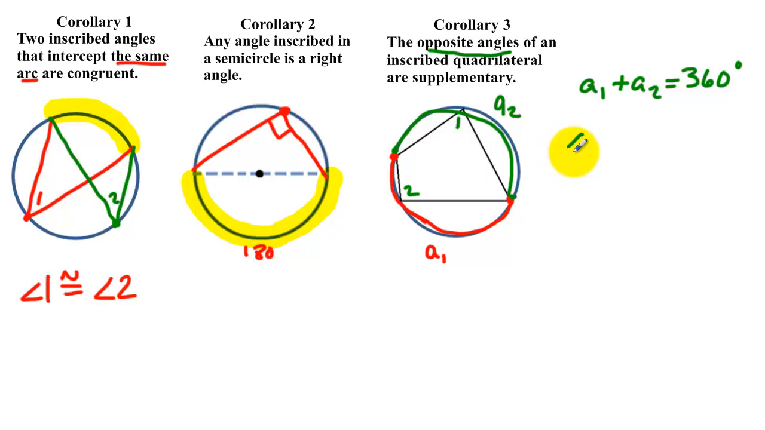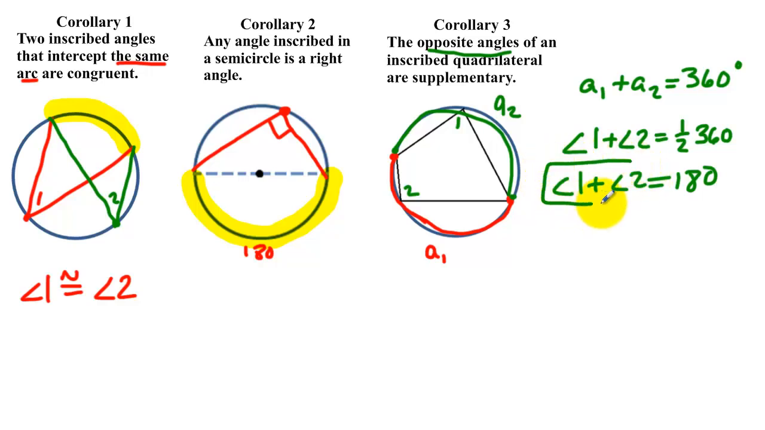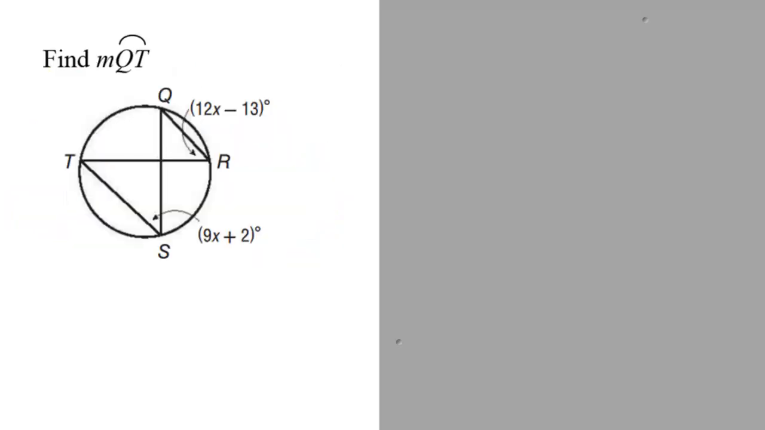What does that tell us about the angles? The angles are half of the arc. So angle 1 plus angle 2 is going to be half of 360, or 180. Angle 1 and angle 2 are always going to add to 180. So that's your corollary. The opposite angles of an inscribed quadrilateral are always going to add to 180, or be supplementary. And these corollaries give you some nice shortcuts when you face problems like this one.